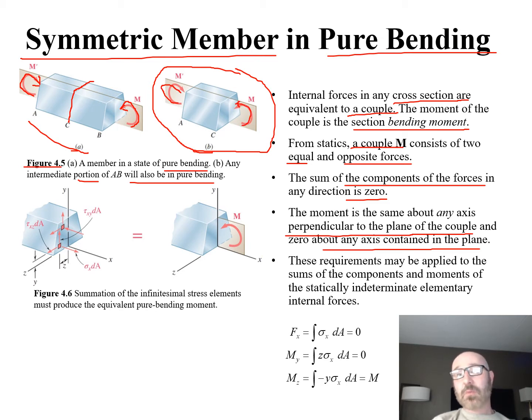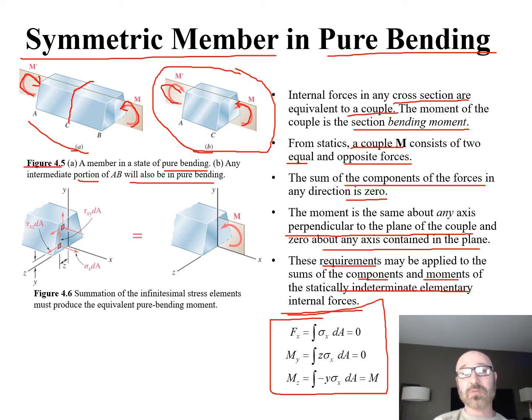Now all these requirements we just discussed can be applied to the sums of the components and the moments of the statically indeterminate elementary internal forces. So now if we look at the internal forces, we have these following relationships down here. We're talking about our forces in our x direction. We can reference back up to our figure 4.6 here. We see, okay, we have our x direction here. We have our y direction going up like that. We do our right hand rule out, and there's our z direction going positive over here.